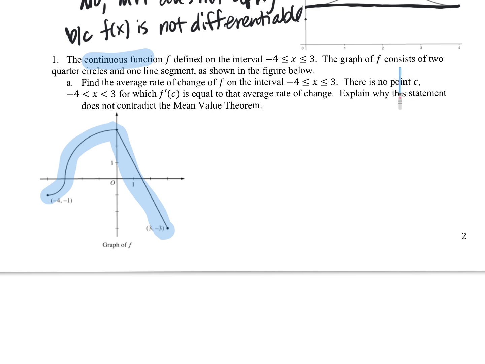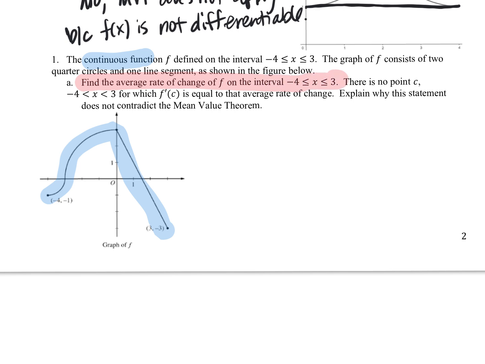There's my continuous graph. We got 2 quarter circles. Here's a quarter circle. Here's a quarter circle. And 1 line segment. Okay. Find the average rate of change from -4 to 3. That's 1 point right there. Let's go get that 1 point. I can't remember what year this is from.